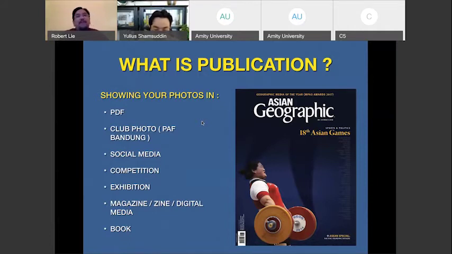Maybe in Dubai or India there is a photo club too. You can learn there and publish your pictures in the photo club, because they also have their own style of travel photography. Or maybe you show your pictures on social media, such as Instagram, Facebook, and Twitter. Of course, that is only a small scope. The biggest is the competition.